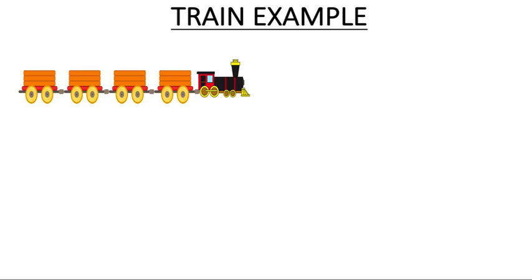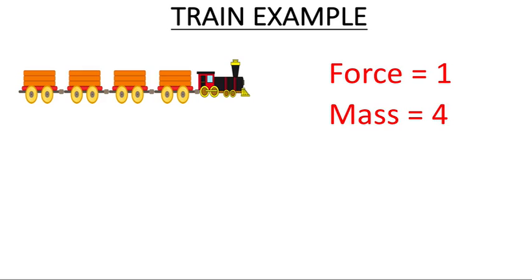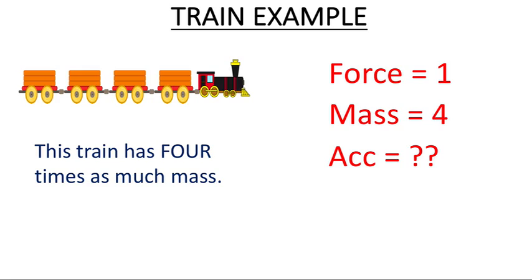Our last train has 1 force car and 4 mass cars. We need to predict the new acceleration. This train has 4 times as much mass. So what we are going to do is divide by 4. This gives us a prediction of 3.